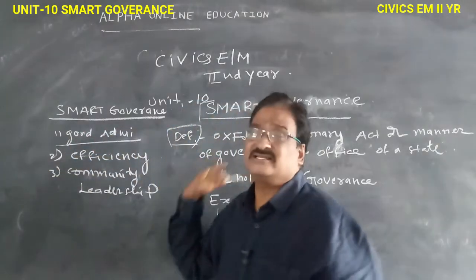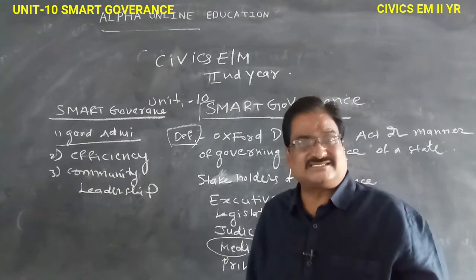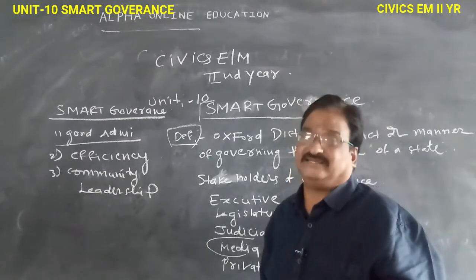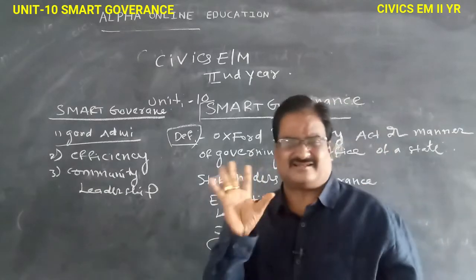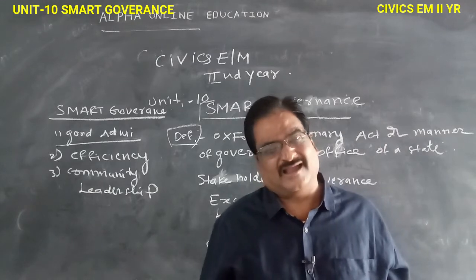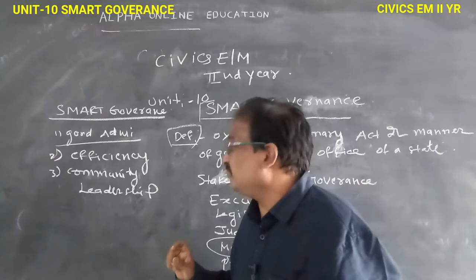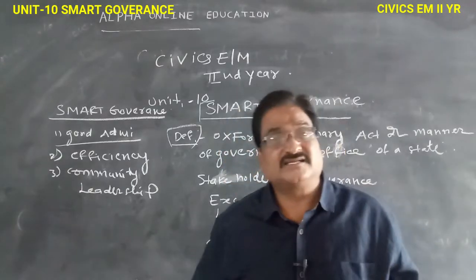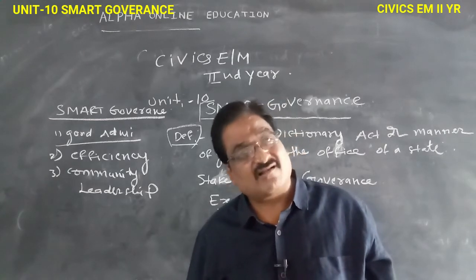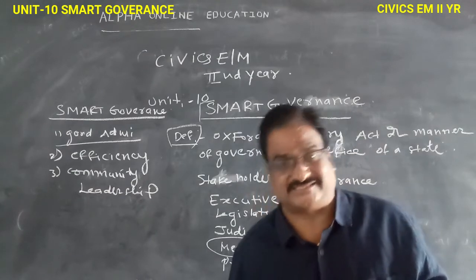So the governments, the smart governance, good administration. Good administration means efficient administration, a wonderful efficient administration. And then community leadership. So these are all on the side of smart governance.